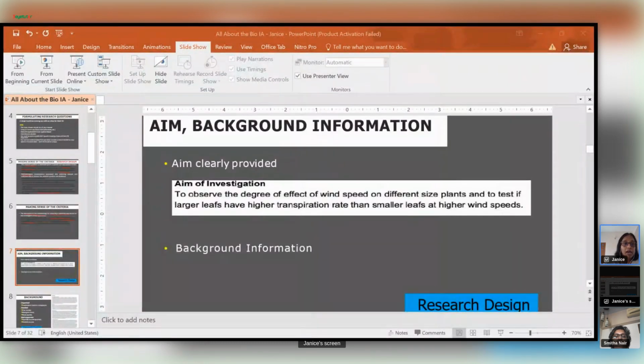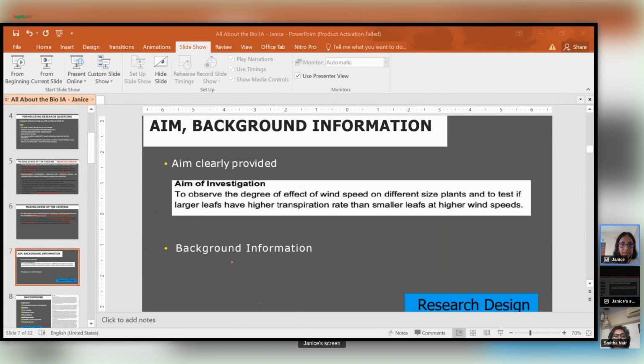Now according to this, one thing is clear: I am going to do it on transpiration. And I am going to do it with respect to the wind speed. Got that very clear? Now when these things are clear to me, I will have my background information with respect to what? Can you tell me, Smita? My background information should be with respect to what? The wind speed and the transpiration.